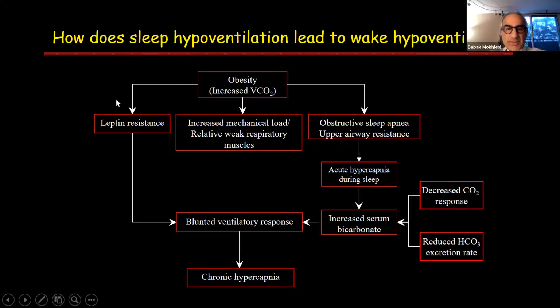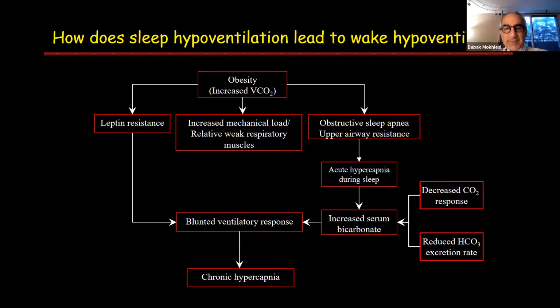And this is where people have come up with this concept of leptin resistance. By this, for example, adipose tissue produces leptin. Leptin is a hormone that is anorexigenic, but it can also stimulate ventilation at the hypothalamic level. What's interesting is that despite having excess leptin in the circulation, these individuals do not augment their ventilation accordingly based on the elevated CO2 production because of obesity. So that's where people have come up with the concept of leptin resistance.